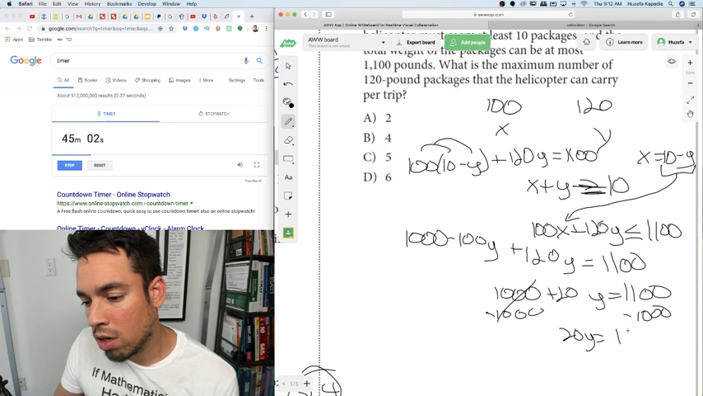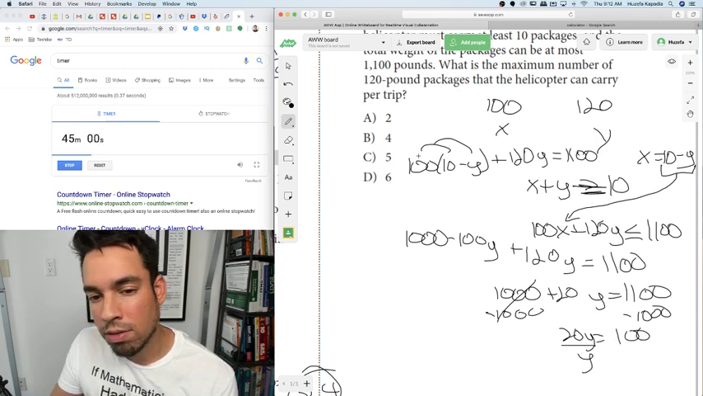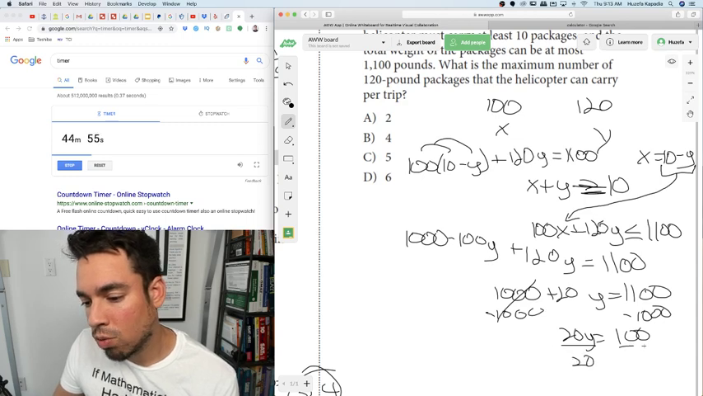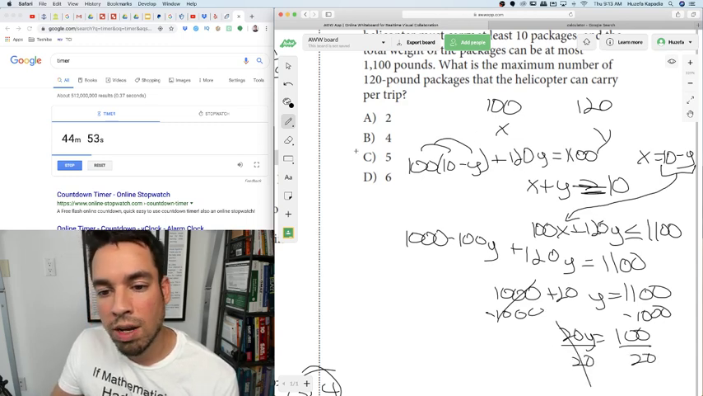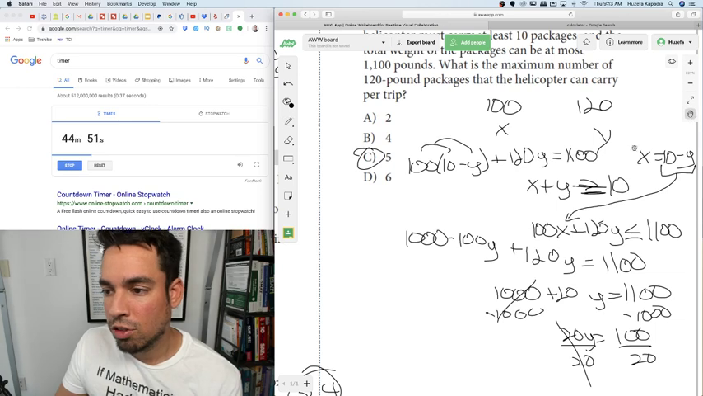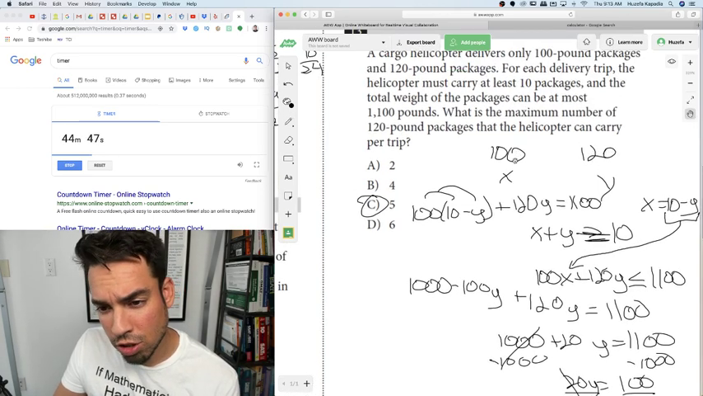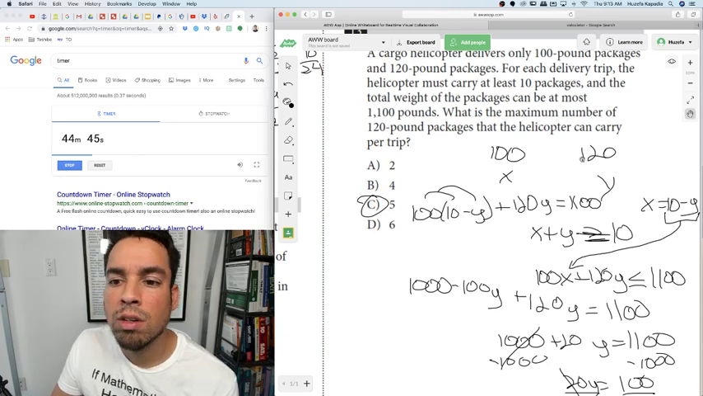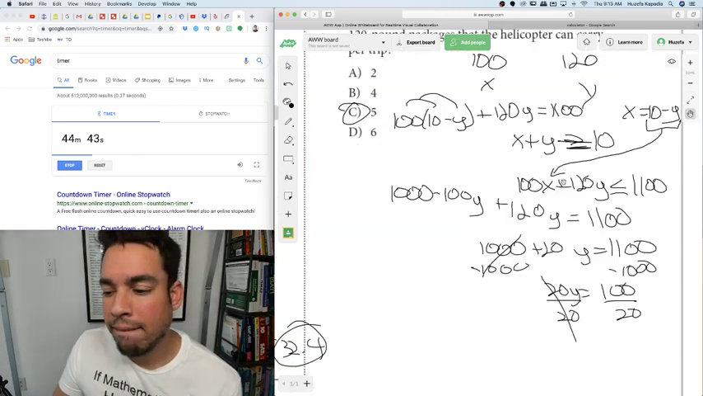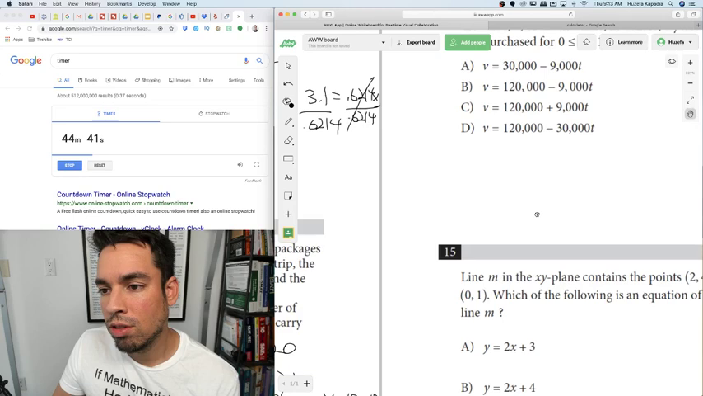20Y equals 100, divide by 20, Y equals 5. And let's just verify. It'd be 5 of these, which is 600, 5 of these, which is 100, and that's 1,100. Yeah, that is it.